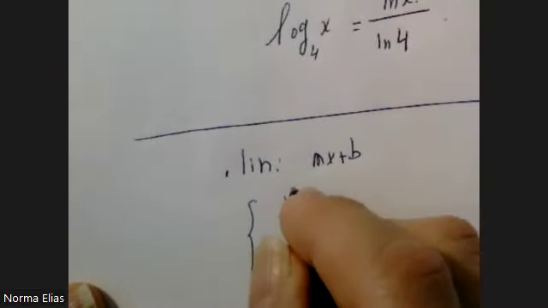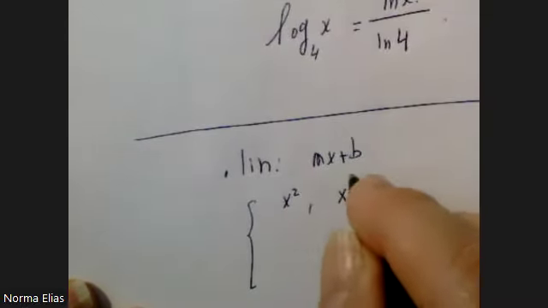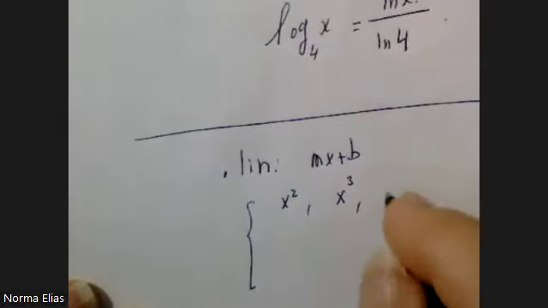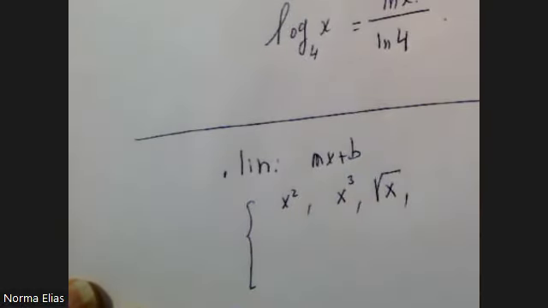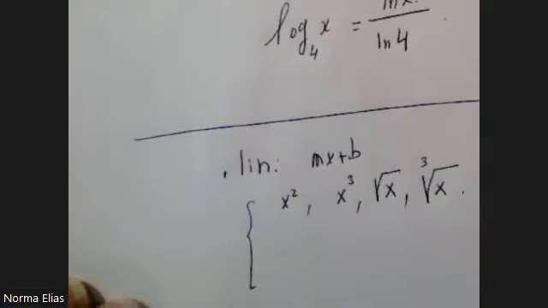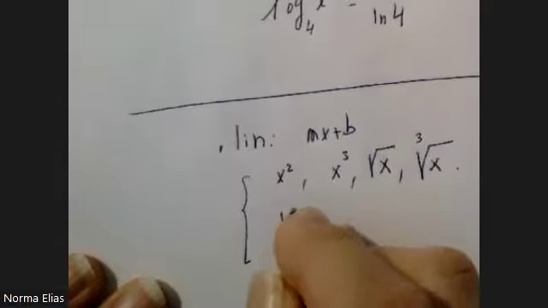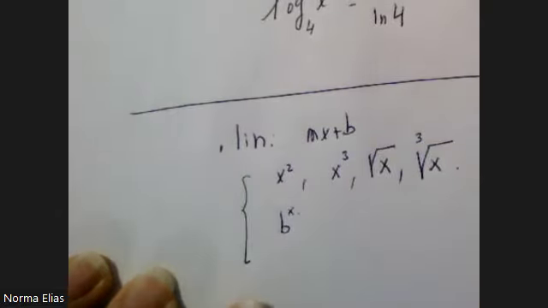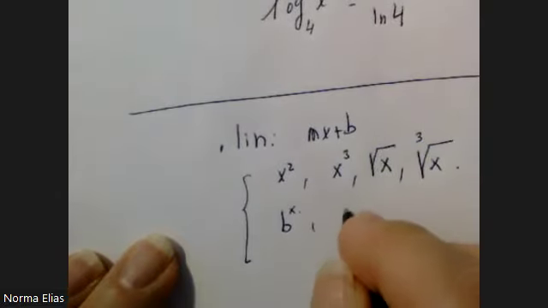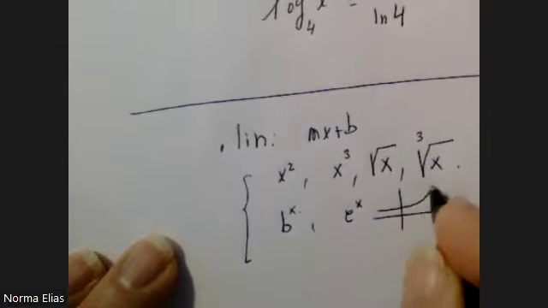We have the quadratic expression, x squared, that you should know its graph. X cubed, that you should know its graph. The square root of x, that you should totally know the graph. The cubic root of x, that you should be totally familiar with. The other functions we've seen now are exponential, b to the x. Again, the graph is crucial. E to the x, that we should totally know its graph by heart.